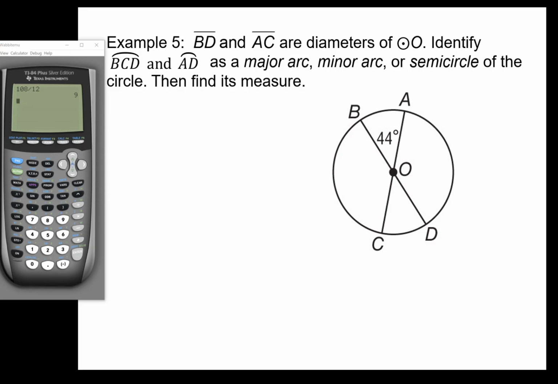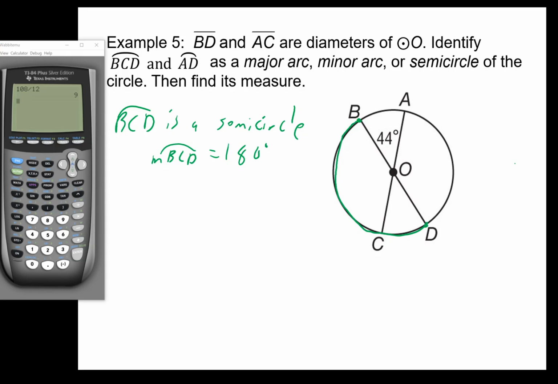All right, BD and AC are diameters. Let's try BCD. Now it tells me that B and D are the endpoints of a diameter, which means that BCD would have to be a semicircle. Therefore, the measure of arc BCD is equal to 180 degrees.